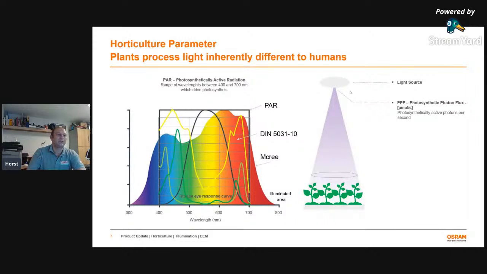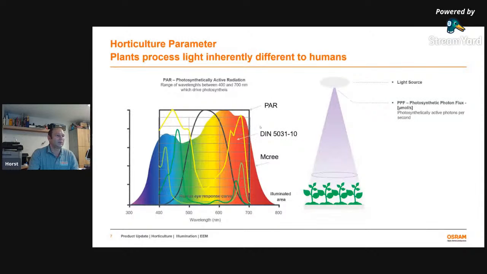And for the plants, it's also an amount of light, but the plants cannot perceive it like we do. We perceive the light, or we weight the spectrum of the light, with a V lambda curve. This is the curve here in the middle, with a maximum in the range of 550 nanometers. But plants react in a totally different way. So therefore, talking about luminous flux and about lumen is not the right parameter for horticulture.